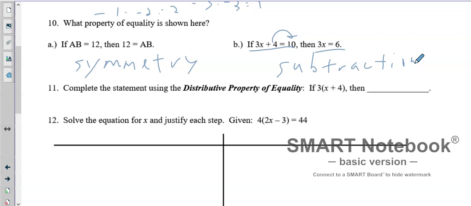Complete the statement using the distributive property. Distributive just means multiply here and here. 3 times x is 3x. 3 times 4 is 12. The most common error in algebra, geometry, and algebra 2 is writing 3x plus 4, forgetting to distribute to both items.